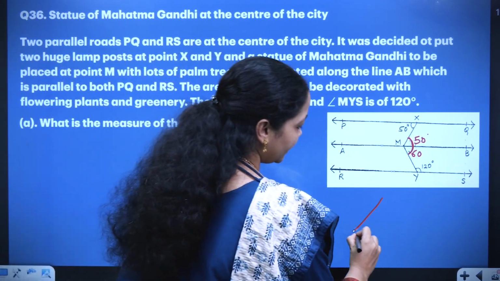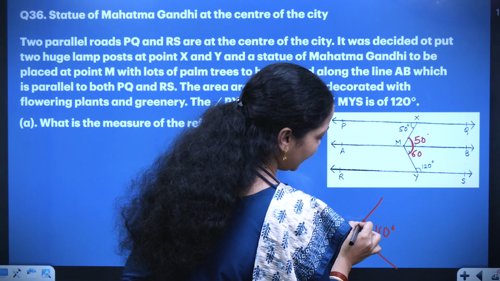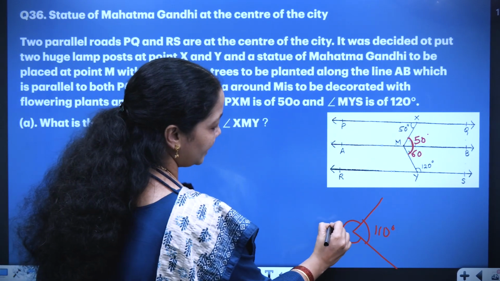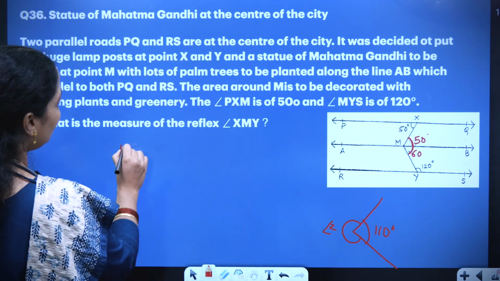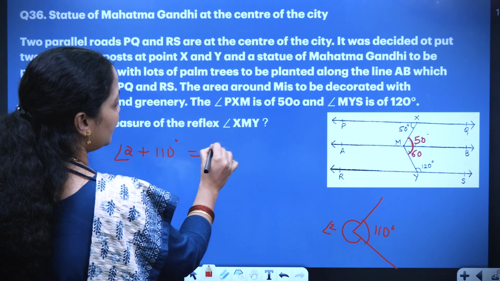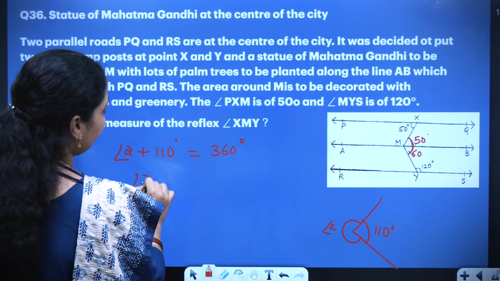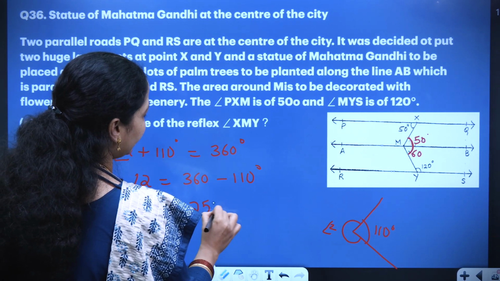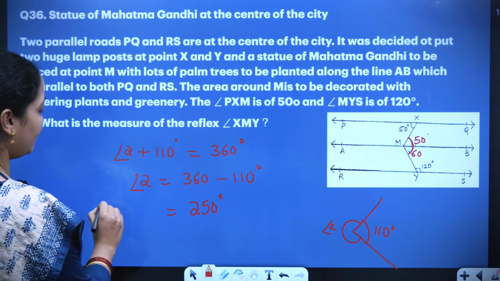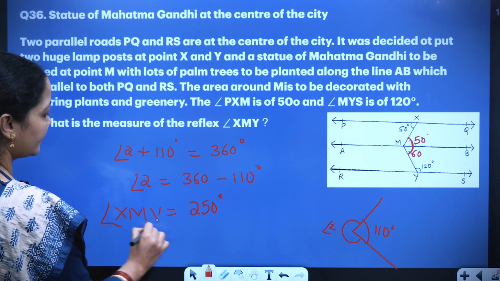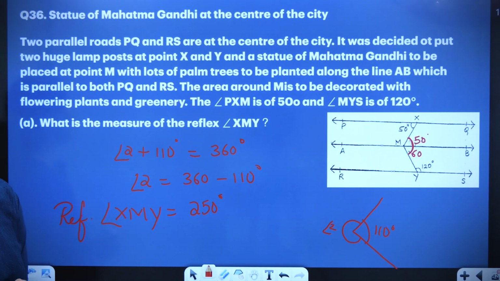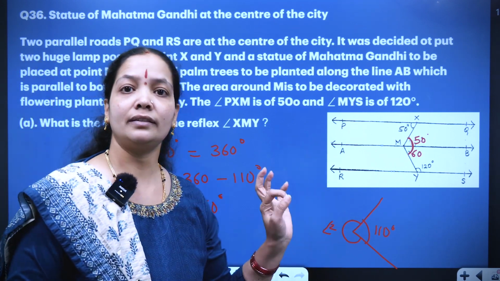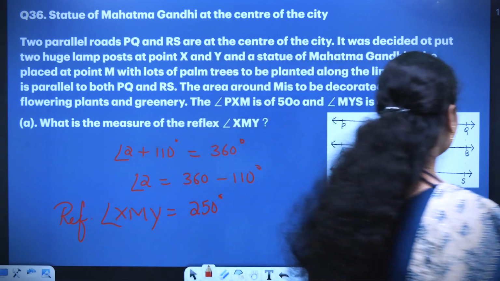They are asking, if this is my complete angle 110, the reflex, that is the opposite of it. The complete angle measure will always be 360. If I am taking this angle as angle 2, so angle 2 plus 110 degrees should be equal to 360. So angle 2 will be equal to 360 degrees minus 110 degrees, that is 250 degrees, the reflex of angle XMY. Angle XMY reflex will be directly equal to 250. Whenever any angle is provided, if they are asking for the reflex, you have to subtract it from 360. That is the major rule you have to follow.